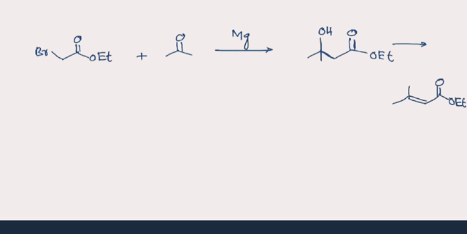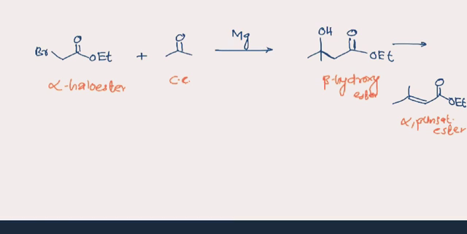This one. Now this is the alpha haloester. This is our carbonyl compound. This is the alpha, beta unsaturated ester. These are the alternative ways. One more we have.